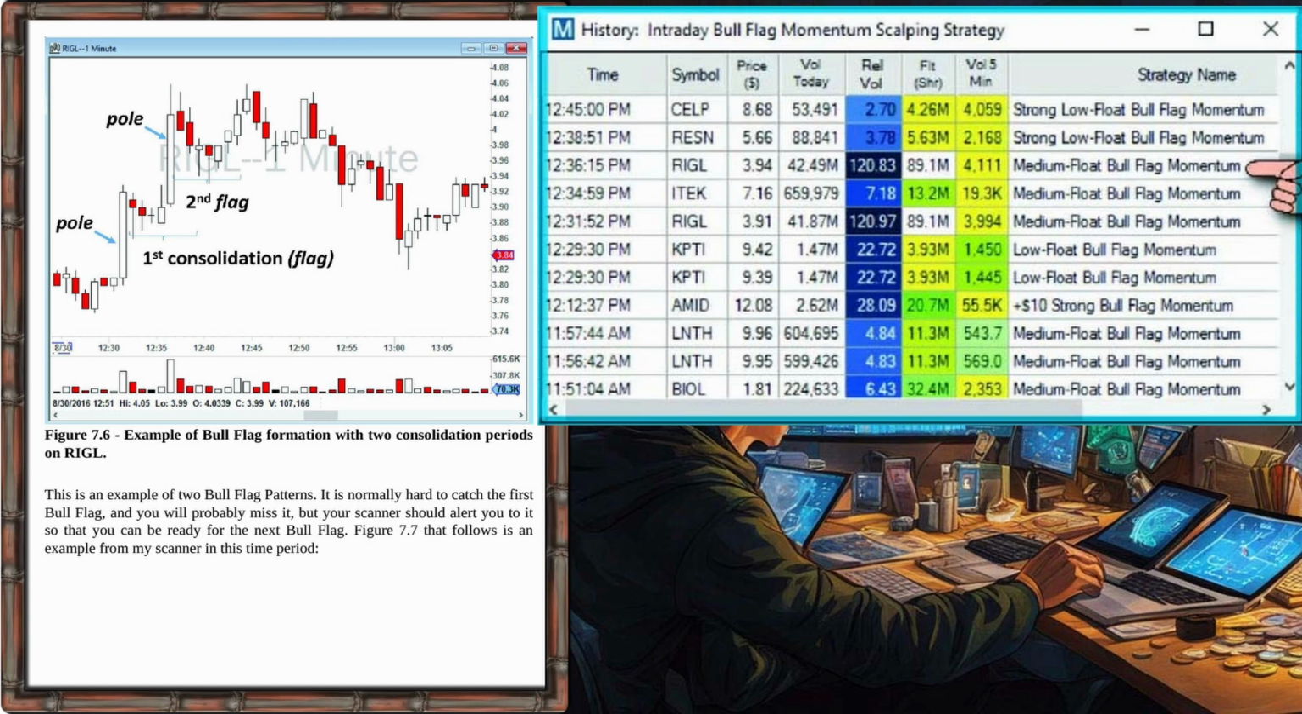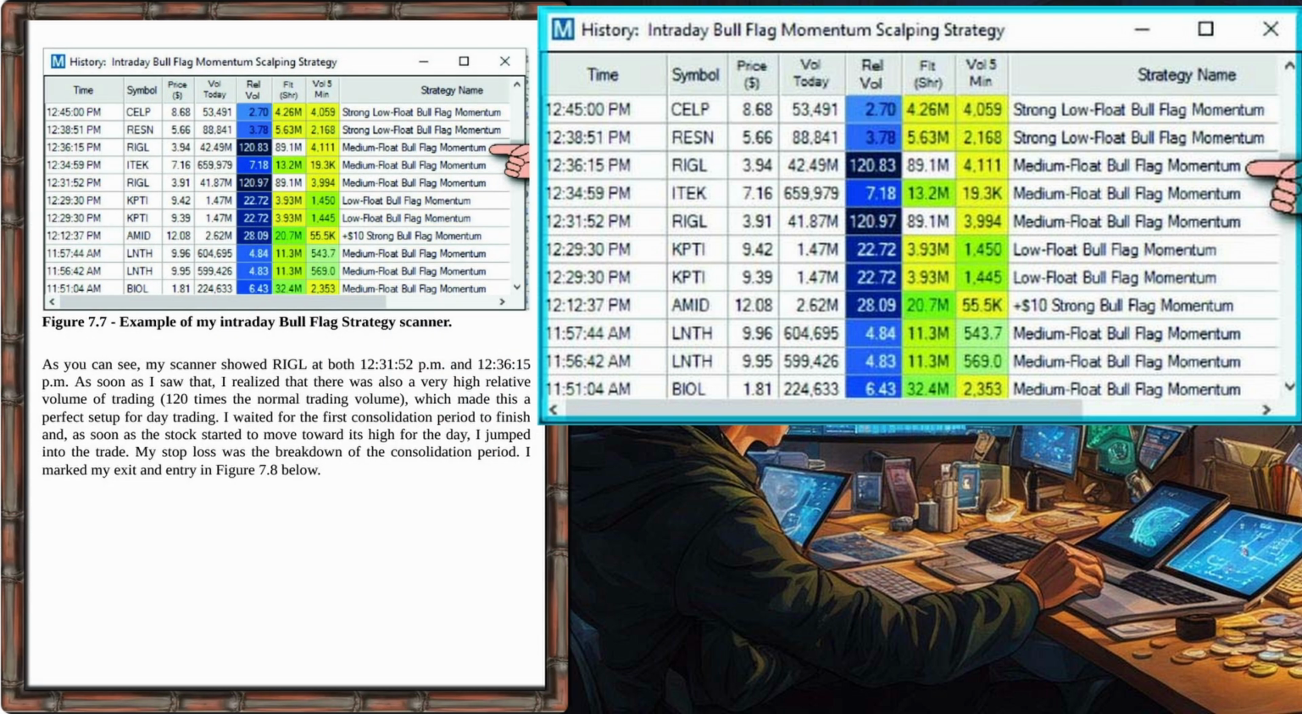Figure 7.7 that follows is an example from my scanner in this time period. As you can see, my scanner showed RIGL at both 12:31:52 p.m. and 12:36:15 p.m. As soon as I saw that, I realized that there was also a very high relative volume of trading, 120 times the normal trading volume, which made this a perfect setup for day trading.